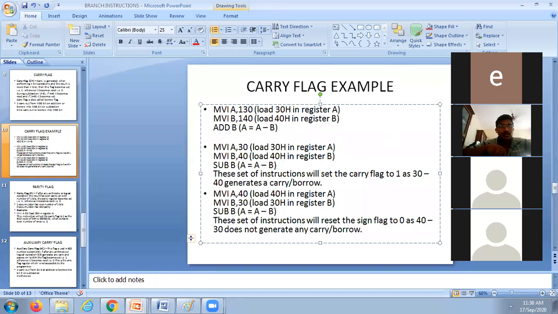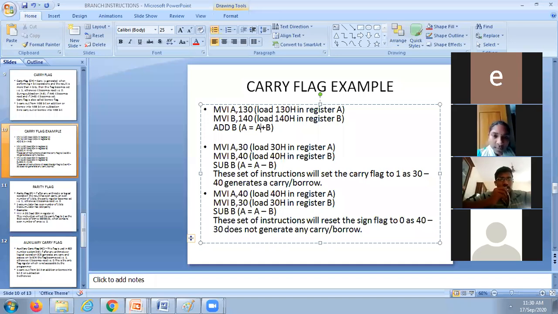Suppose this is the content. Then is the carry flag set or reset in this case? Yes, here also the carry flag is set. Why? Because 130 plus 140, the answer is 270. 270 is greater than 256. Because of 8-bit, what is the maximum number you can store?